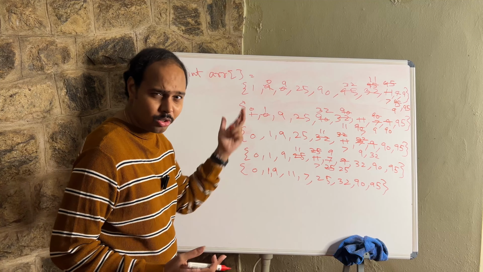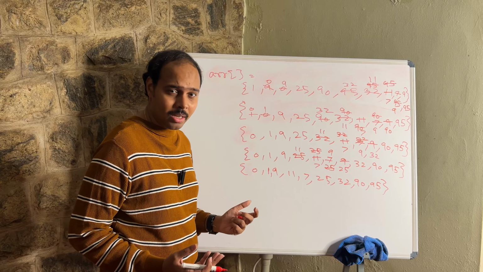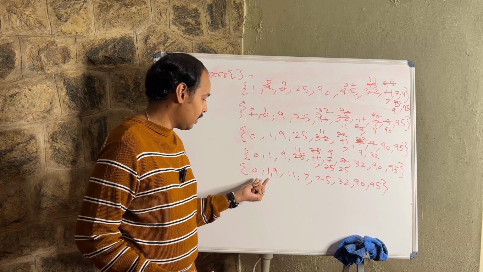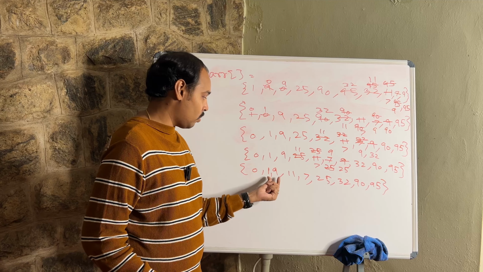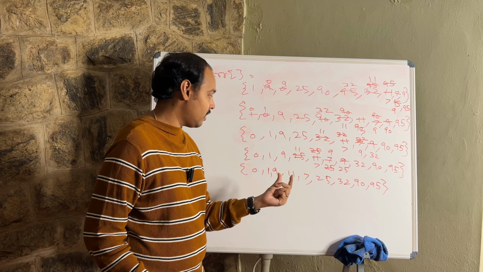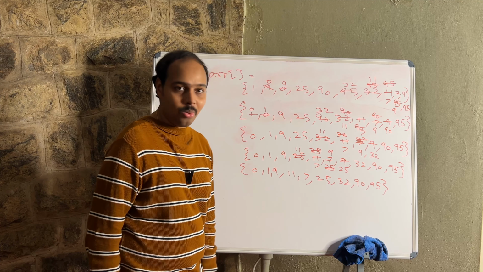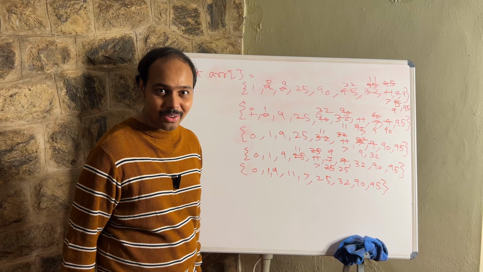Just give one more iteration. You have done 4 times. Why not the fifth time and see if there is any swapping? 0 is less than 1. Yes. 1 is less than 9. Yes. 9 is less than 11. Yes. No, absolutely not. This is where you make mistakes.